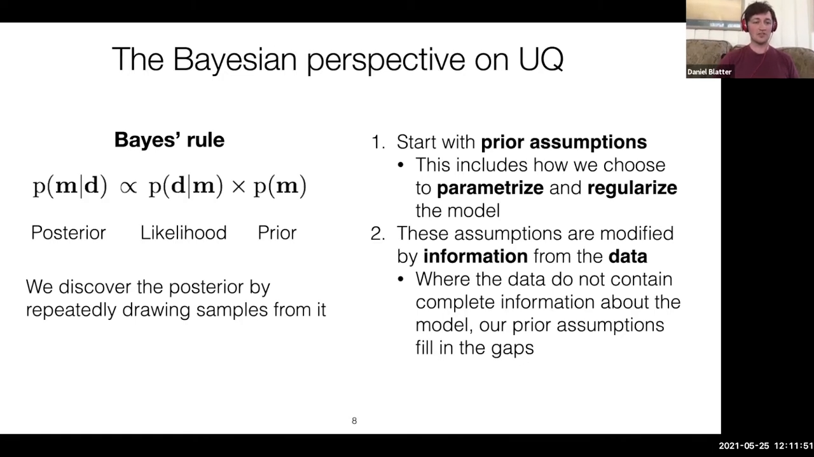So how do we discover the posterior? We repeatedly draw samples from it. And then once we have a large number of samples, as the number of samples grows, I guess I should say, the statistics of the samples will converge to the statistics of the posterior distribution. And so you basically look at the statistics of the samples you have drawn, referred to as the model ensemble.